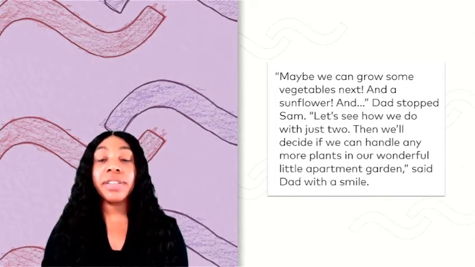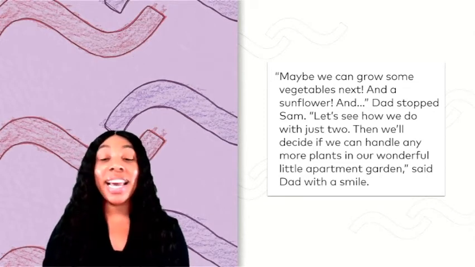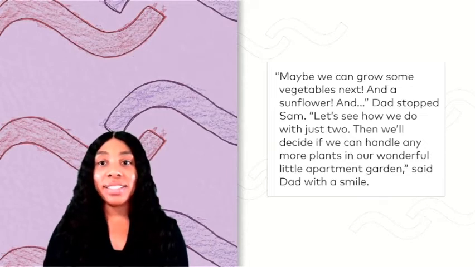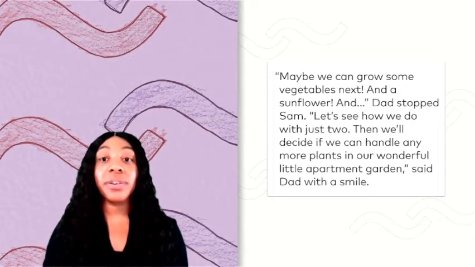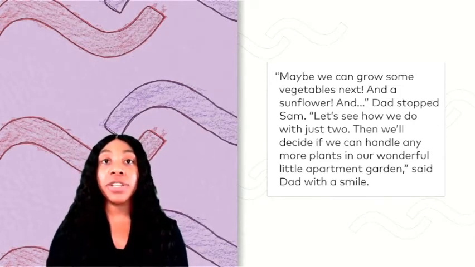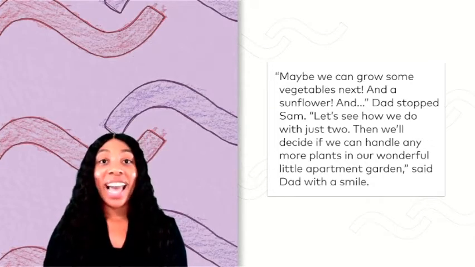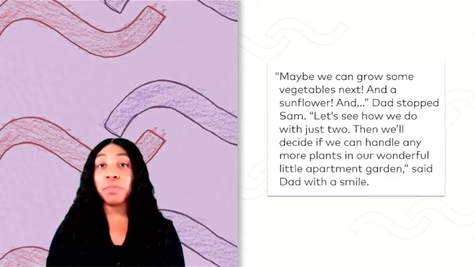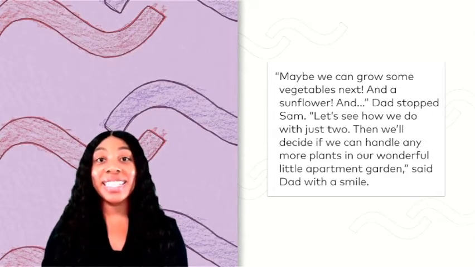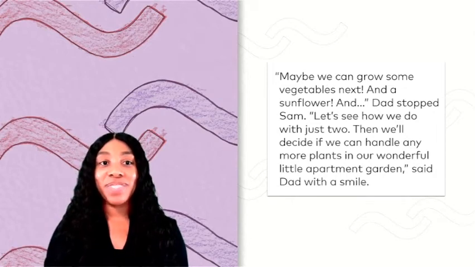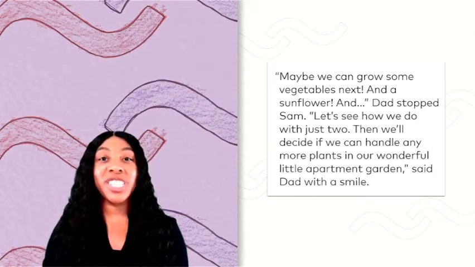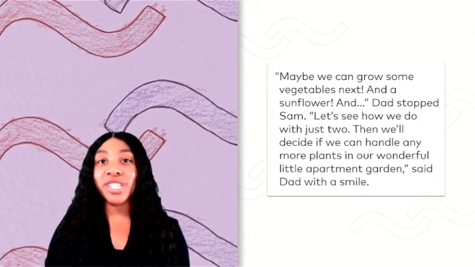Maybe we can grow some vegetables next, and a sunflower. And, Dad stopped Sam, let's see how we do with just 2. Then we'll decide if we can handle any more plants in our wonderful little apartment garden, said Dad with a smile. I think that was much better. Did you hear how I added expression and meaning by paying attention to punctuation? Did you notice that my speed was just right and I was much smoother?